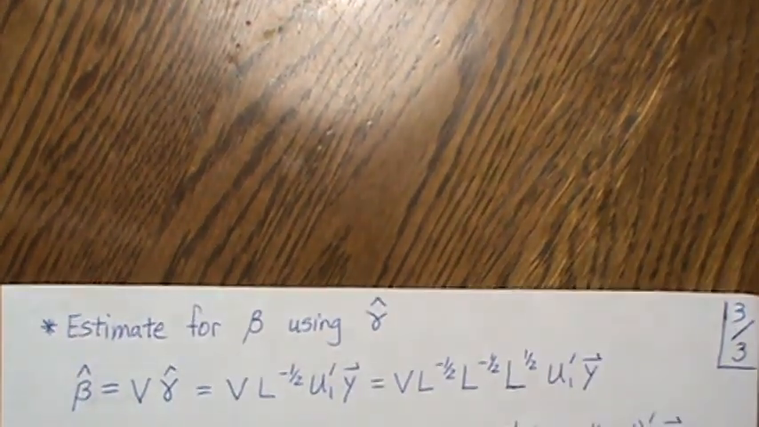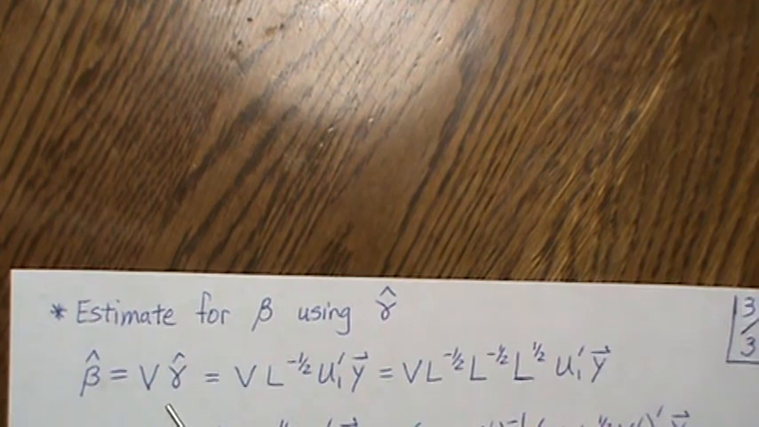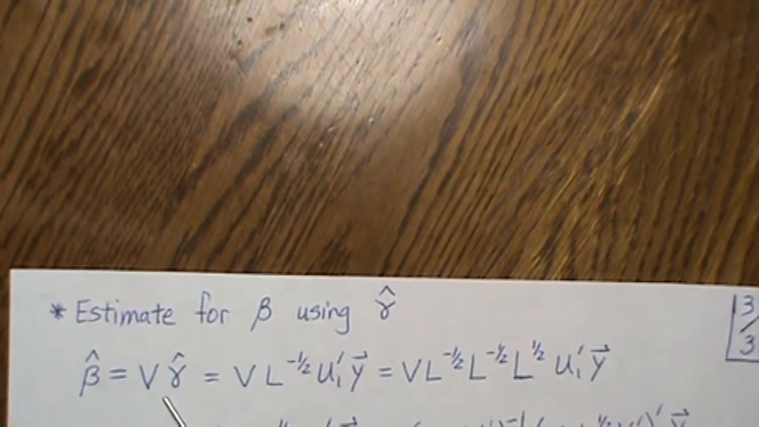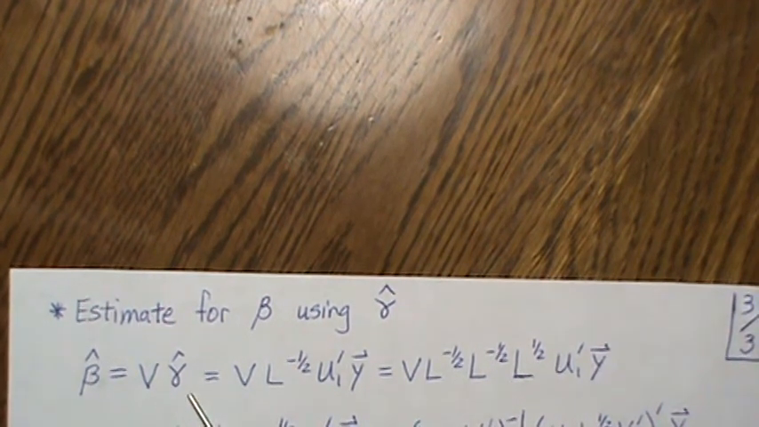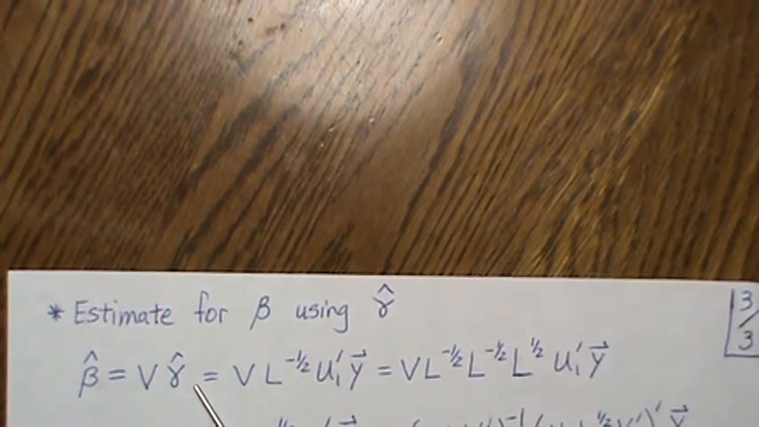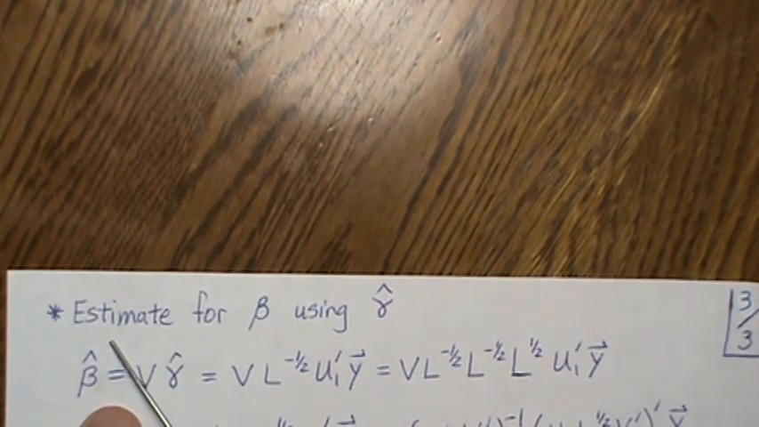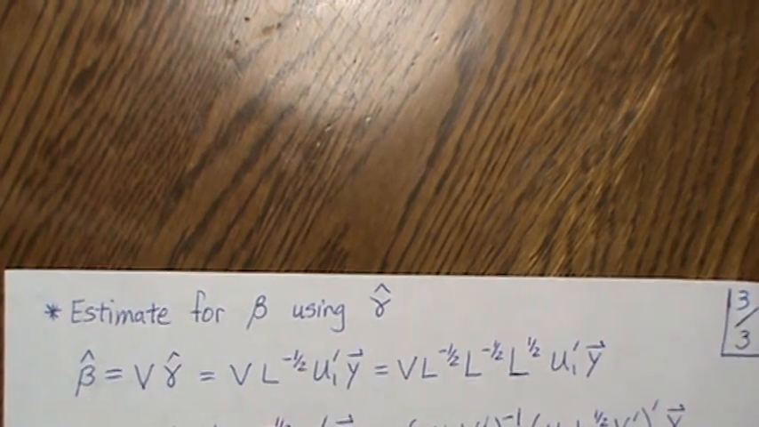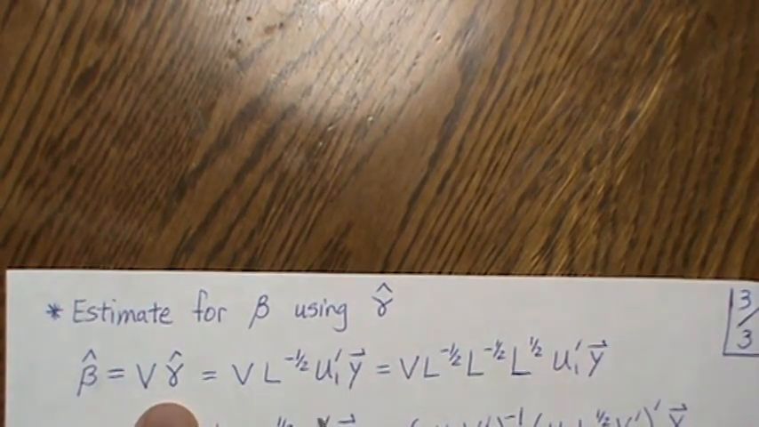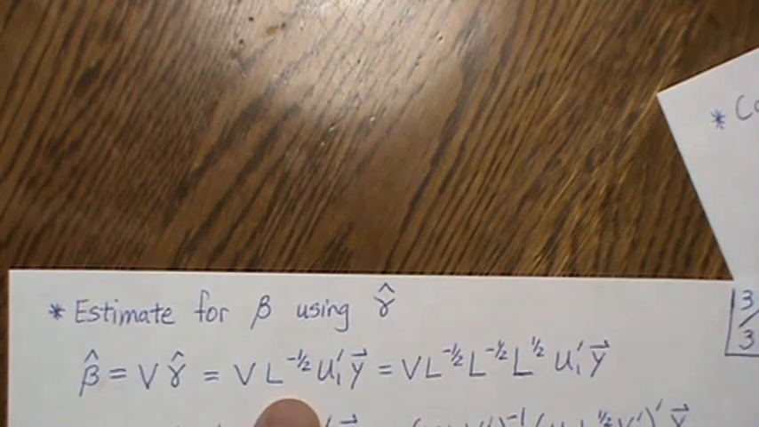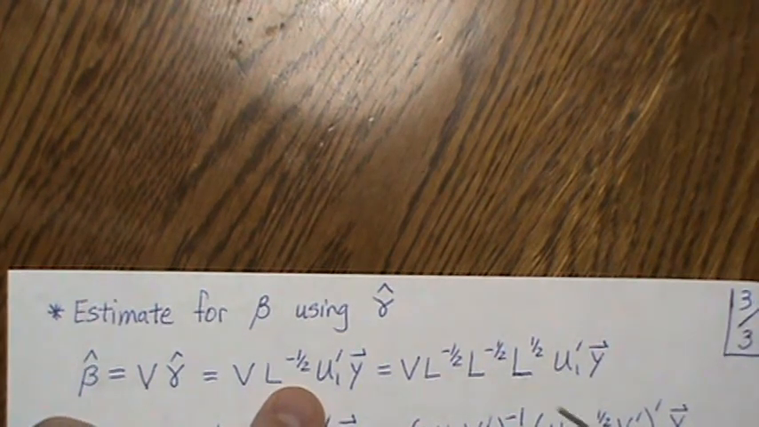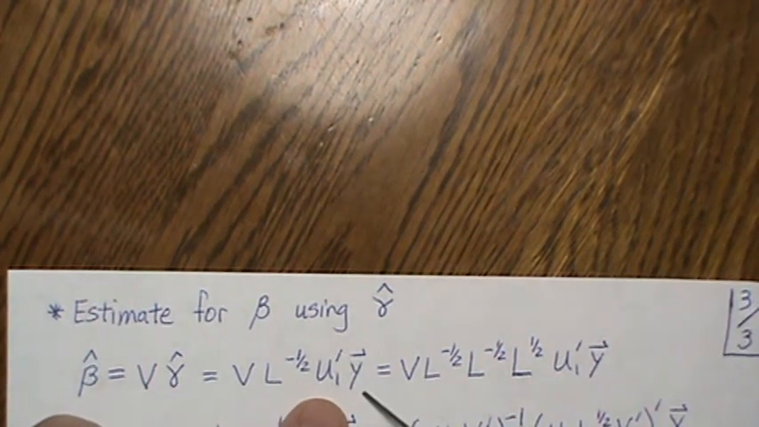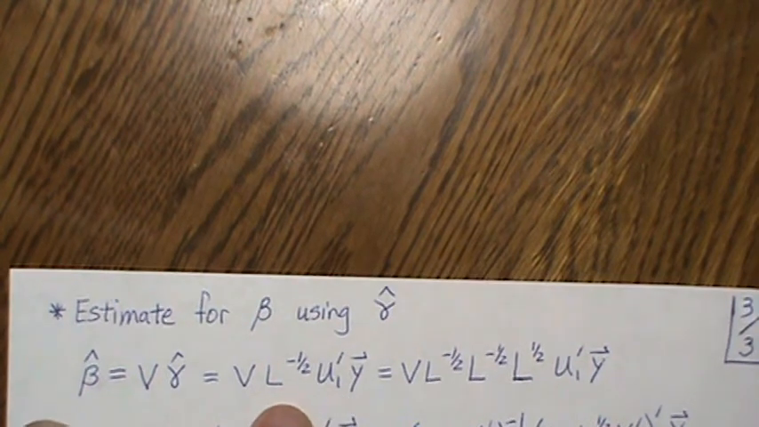And this is the last derivation. So beta hat is equal to V gamma hat. And I probably should put a question mark there until we prove it, but it ends up being true, and we're going to prove it. So gamma hat was this, L to the minus 1/2 U transpose Y. That's what we derived on the first page.